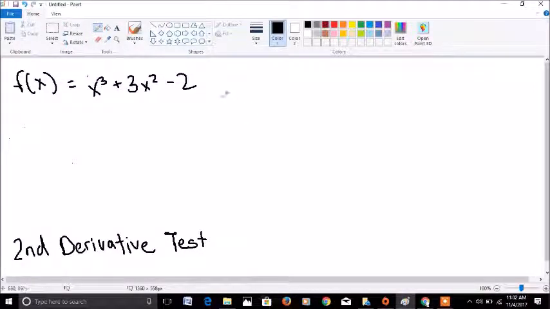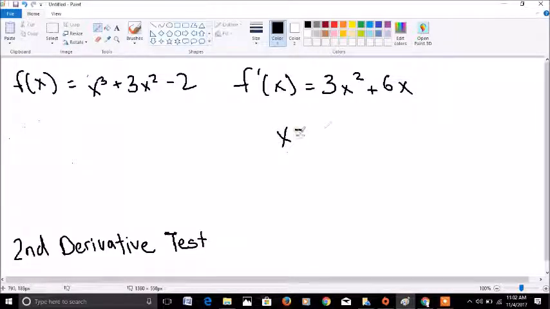But first you have to find out where f prime of x is equal to 0, which is where the relative extrema are. So we're going to take the derivative of that function, using our good old power rule: 3x squared plus 6x. Now we want to find out where our first derivative equals 0, so we know where the extrema are in the first place. If we set this equal to 0, we get that our extrema are at x equals -2 and x equals 0.